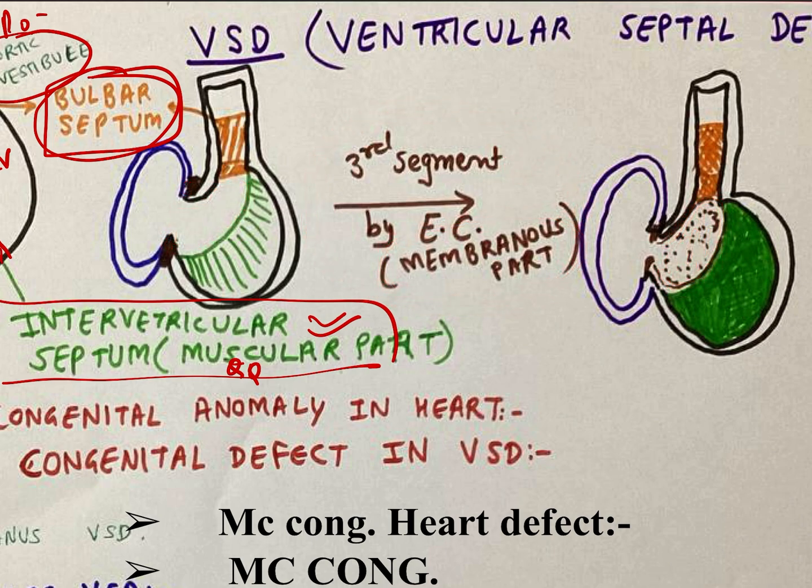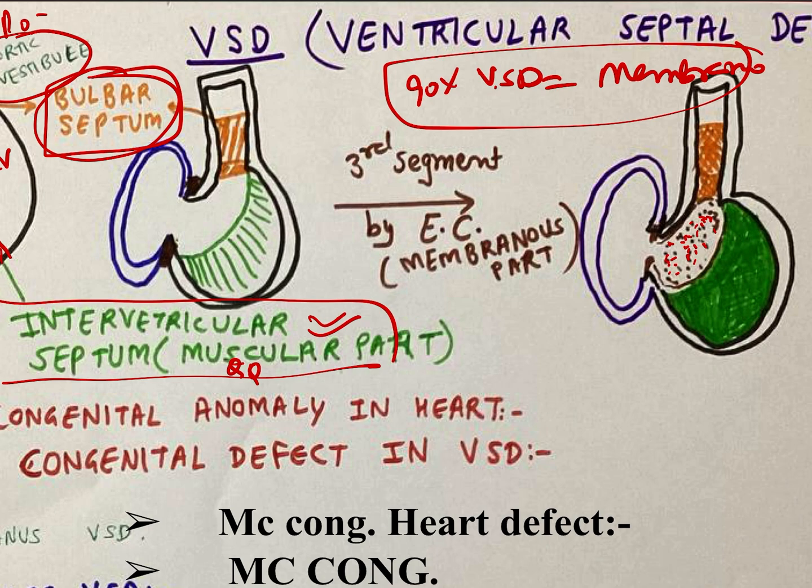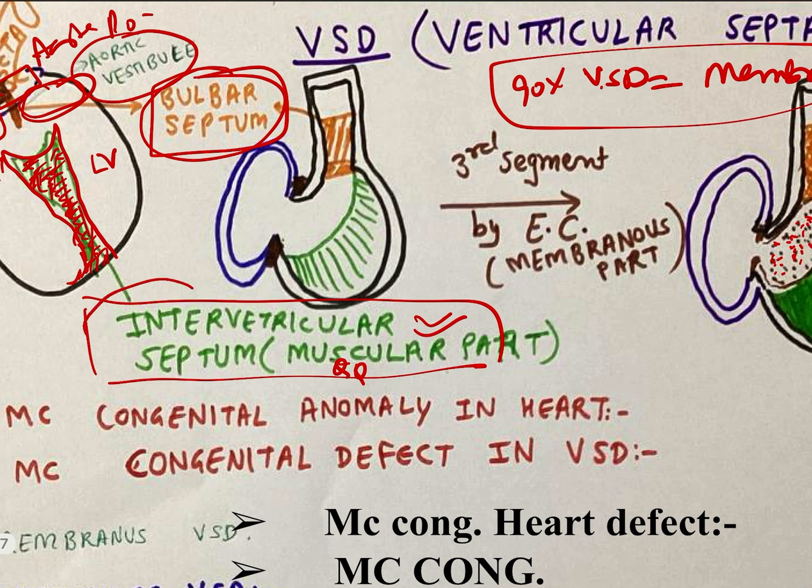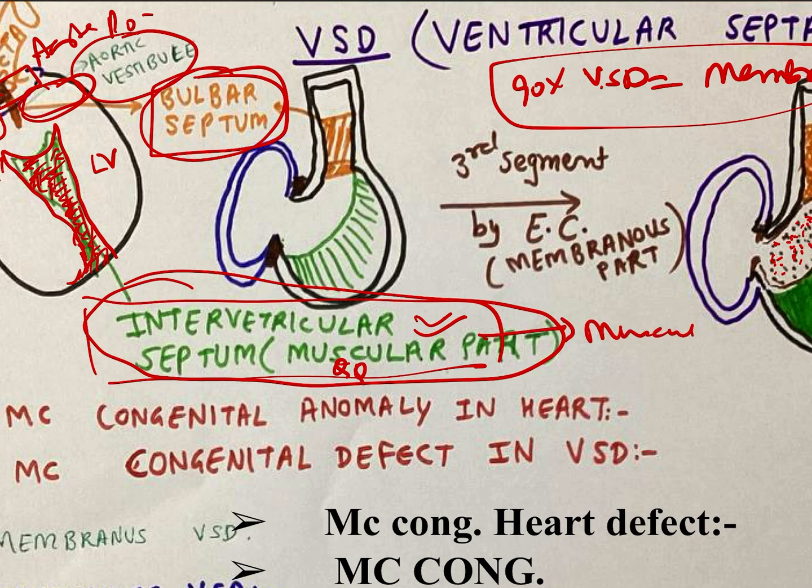They start proliferating in the gap and form a complete ventricular septum, and this part is known as the membranous part. Most ventricular septal defects occur because of defective proliferation of this endocardial cushion. Hence 90% of VSDs are membranous type, while only 10% develop because of the muscular part. Mainly VSDs develop because of membranous defects.